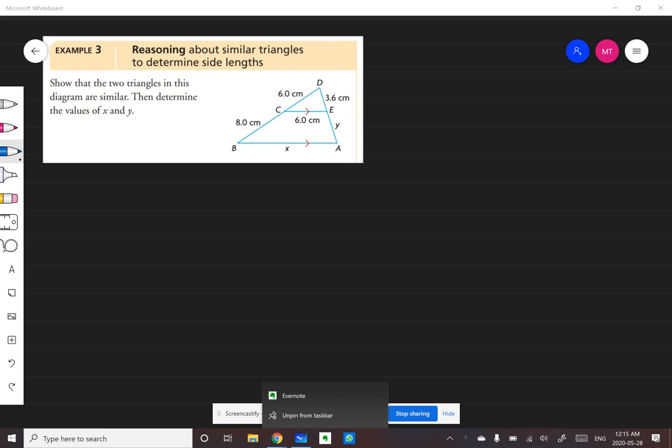All right, let's take a look at example 3, reasoning about similar triangles to determine side lengths. Show that the two triangles in this diagram are similar, then determine the values of x and y. So let's just take a quick look at this triangle. I see two triangles. I see a big one. So I've got ABD. I also see a smaller one, ECD. I also noticed that there are some parallel lines happening.